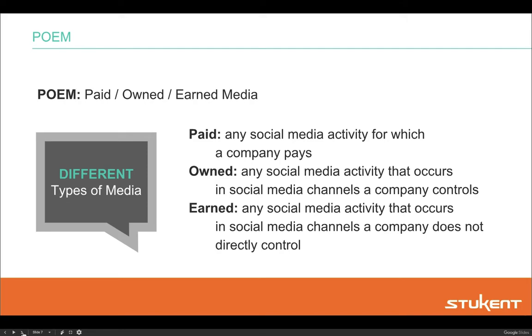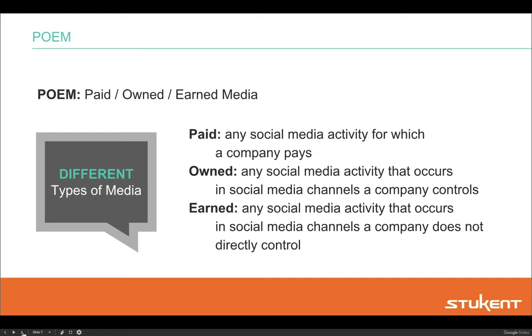Organic reach is very, very limiting, as you'll see in these demonstrations. If you can now get a 0.5 to 1.5% organic reach or engagement, you're doing a pretty good job. And this is why paid becomes so valuable.